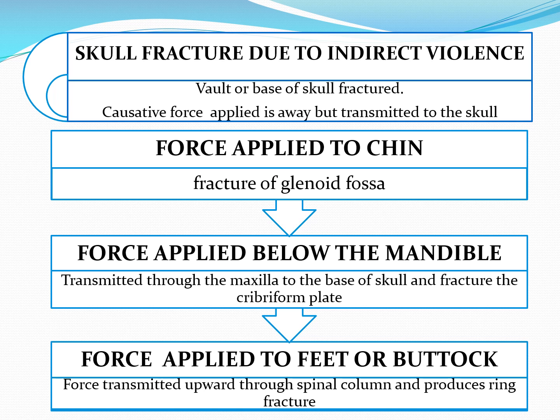That is, when the force is applied to the chin, the fracture of the glenoid fossa occurs. When the force is applied below the mandible, the force is transmitted through the maxilla to the base of the skull to produce a cribriform plate fracture. The third one is when the force is applied to the feet or buttock; the force is transmitted upward through the spinal column and it produces a ring fracture.